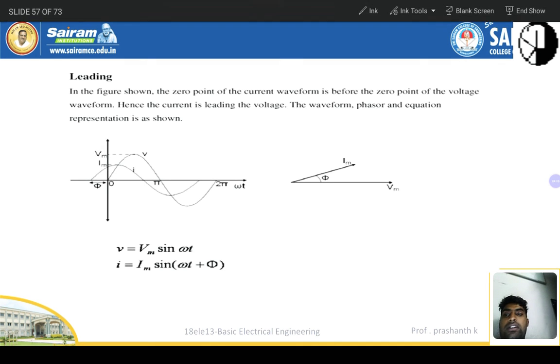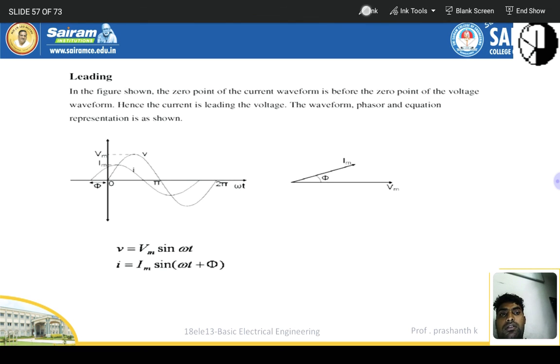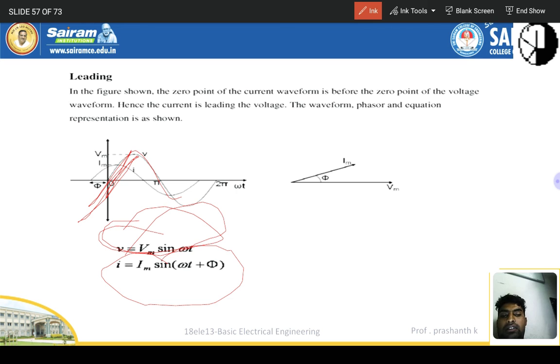And next is the leading phase. Current leads the voltage by an angle phi. A capacitor is an example. See here, current leads, voltage lags. V is equal to Vm sin omega t, which is a constant, keep it in mind, and I is equal to Im sin (omega t plus phi), plus for a capacitor, minus for an inductor. So current leads the voltage by an angle of phi.